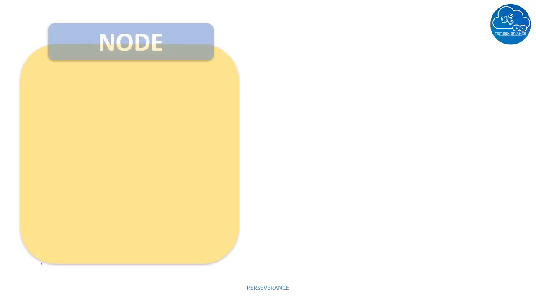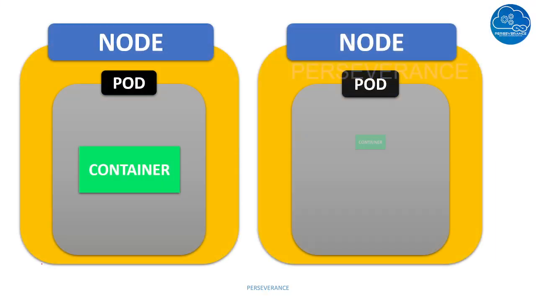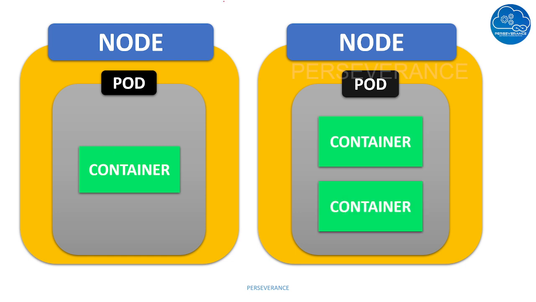Whatever I have explained is detailed here. Consider the yellow one as the worker node, and the gray one is the pod. Within a pod, we have the container, the green one, inside which all our application runs. Now if you see here, we have another worker node, the yellow one, and the gray one, another pod, but with two containers. So the understanding is that inside a pod we can have multiple containers placed.